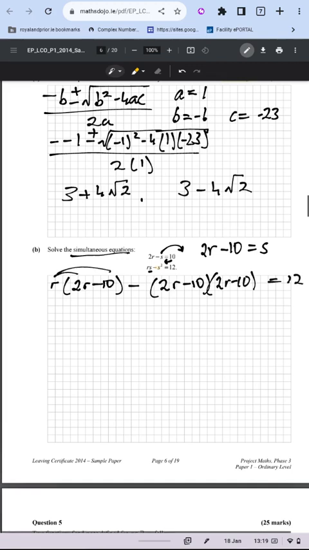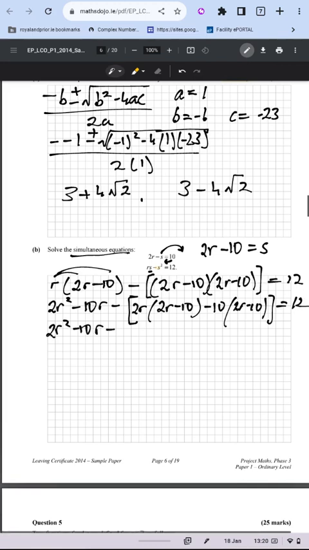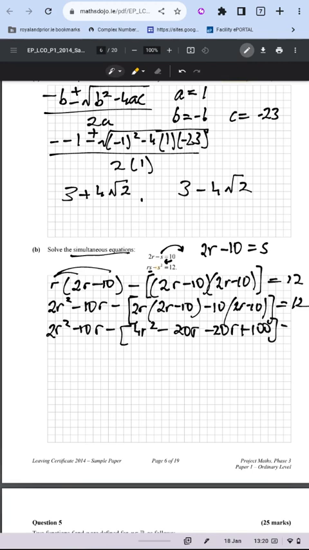Now, we're going to multiply this out. 2r squared minus 10r minus. Now I'm going to do big dirty square brackets because we're going to minus all of this. So I'm going to multiply it out and then minus it all. So 2r times 2r minus 10 times 2r minus 10 is equal to 12. Tidy her up. 2r squared minus 10r minus, inside them big dirty square brackets, and tidy it up once again. This time I'm multiplying in my minus.